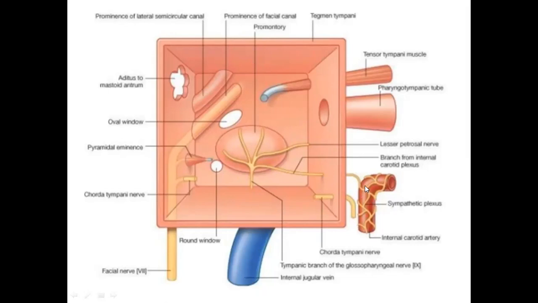These are the sympathetic branches from the plexus which is around the internal carotid artery. So this sympathetic branch of the internal carotid plexus enters into the tympanic plexus, which is actually formed by the tympanic branch of the glossopharyngeal nerve. This tympanic branch of the glossopharyngeal nerve will give preganglionic parasympathetic fibers.